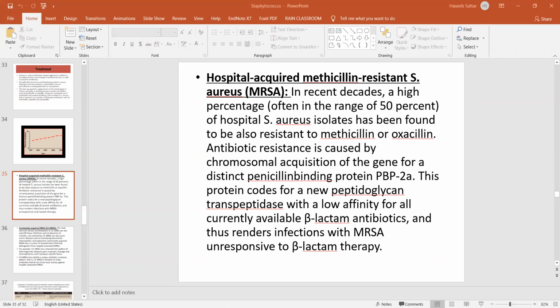As I told you, nowadays MRSA has been converted into VRSA. Methicillin resistant Staphylococcus aureus has now acquired resistance against vancomycin as well. So we also have the VRSA strain.